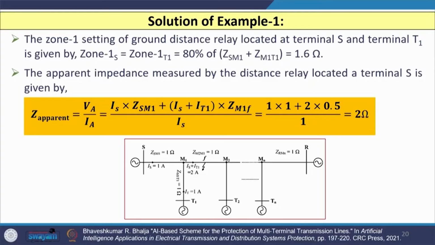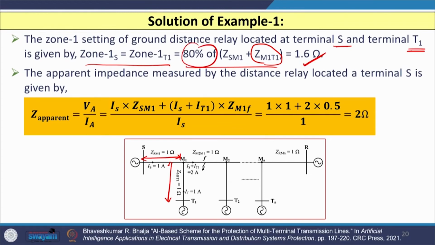So, the zone 1 setting, if I calculate it for the relay located at terminal S and terminal T1, is nothing but 80% of the section ZSM1, that is this section up to here, and then we have another impedance ZM1T1. So, for this section, ZM1T1, you have to take 80% of that, and you will get 1.6 ohm.